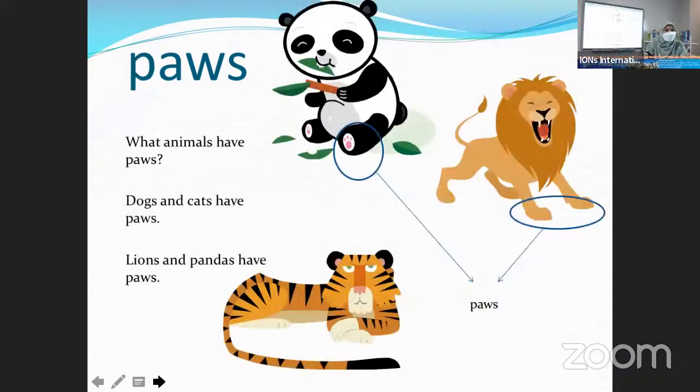Oh, how about the next one? Paws. Anyone know paws? Yes, this one is paws. It's called paws. What animals have paws? This one.